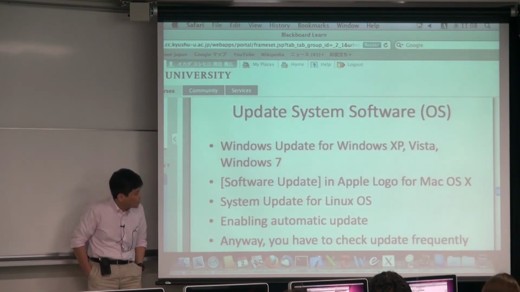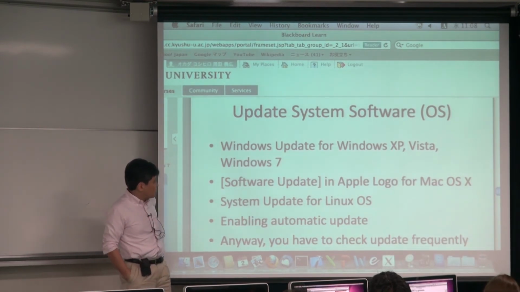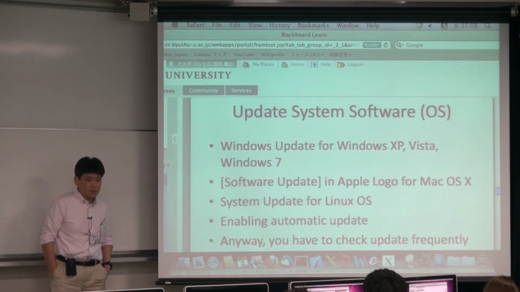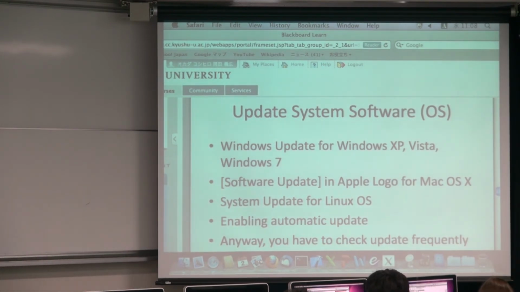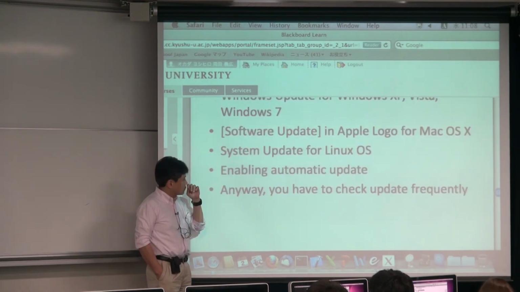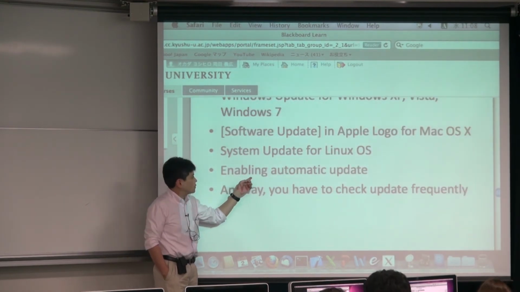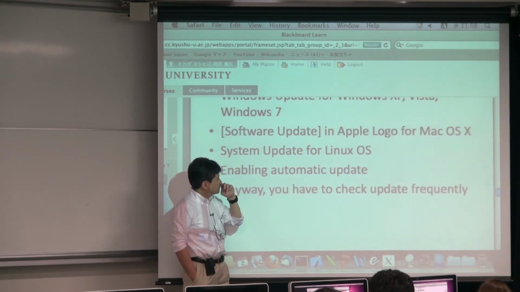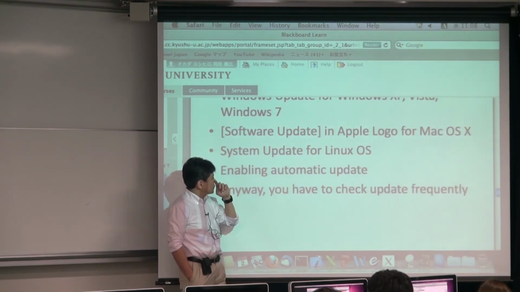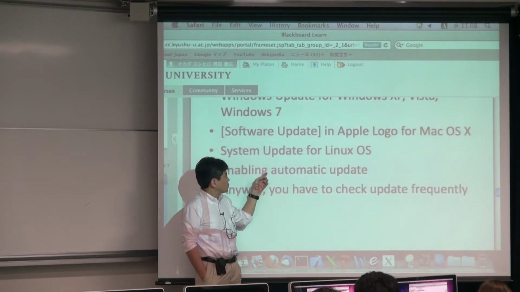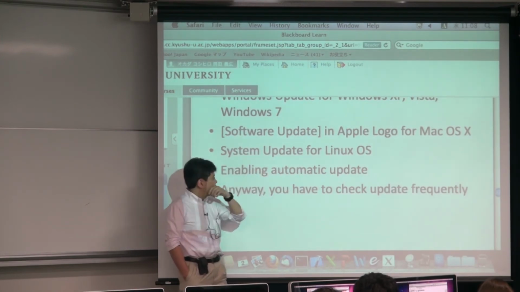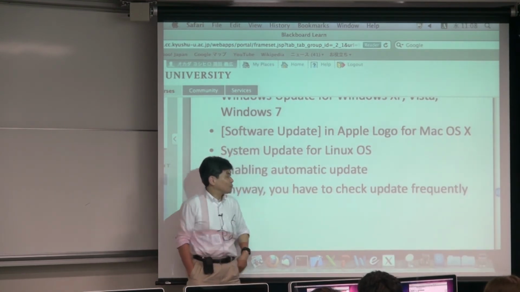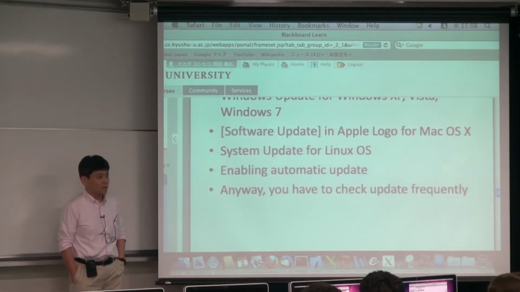Okay. And macOS or Linux also provide the same update functionality. So you can specify the automatic update. However, anyway, you have to check for updates frequently by yourself.